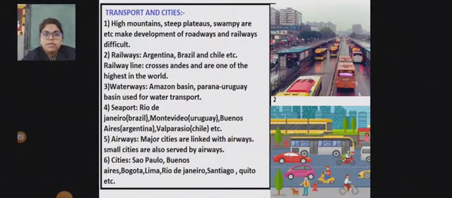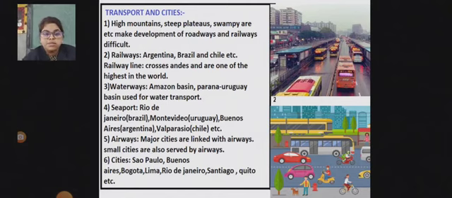Moving on to the last part of this online class, we are supposed to discuss transports and cities. Since South America has steep mountains and also the driest place, the Atacama Desert, transport here is not an easy thing to find, but it is still developing. High mountains, steep plateaus, and swampy areas make this development quite hard. But still, there are places where you can find properly developed transports in South America.